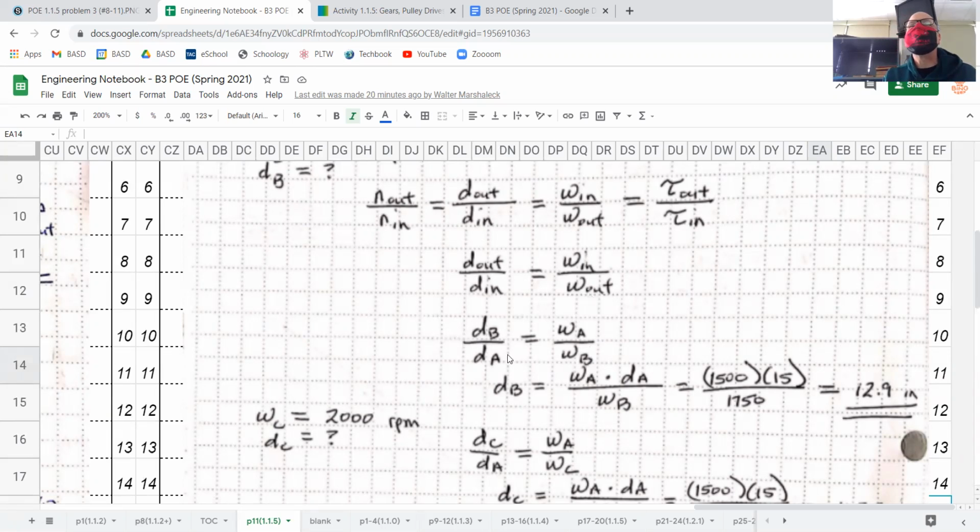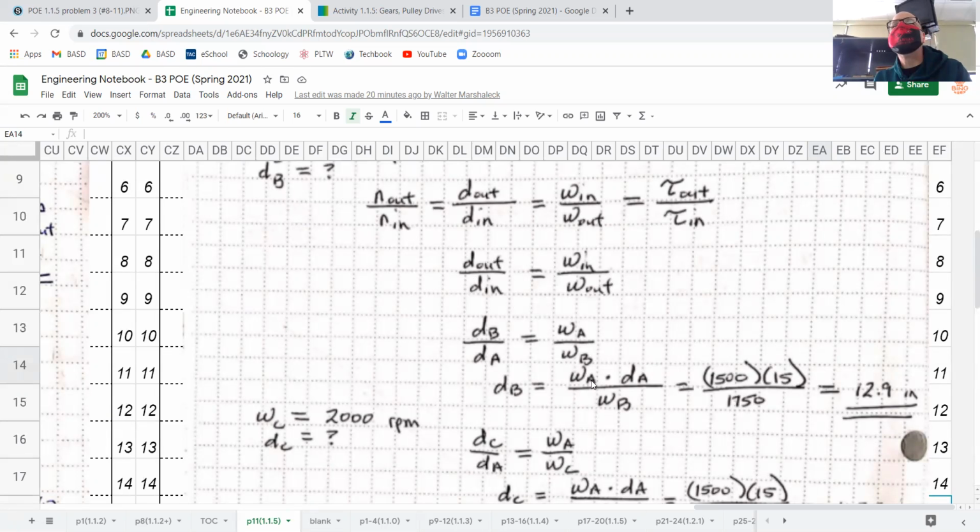I am looking for D sub B, as in boy, and I'm going to rearrange this equation using algebra skills to get D sub B isolated, and I do that by multiplying D sub A times W sub A. What do you know? D sub A times W sub A, and then divided by W sub B is still there. This is not nearly as confusing as it sounds, I promise.